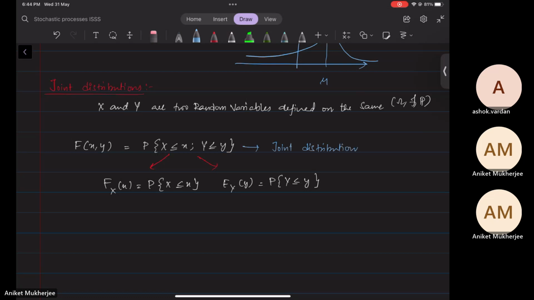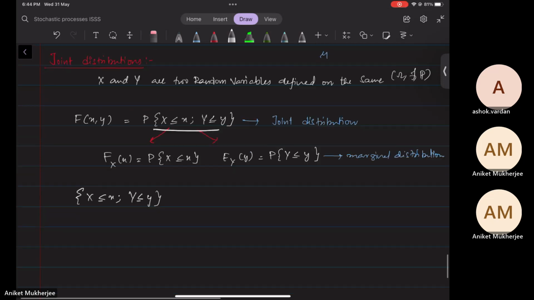These both are known as the marginal distributions. So you can get back the marginal distribution if you know the joint distribution. So how do you get back? You look at this event, X less than or equal to x, Y less than or equal to y. Now suppose you want to get back the marginal distribution of X.